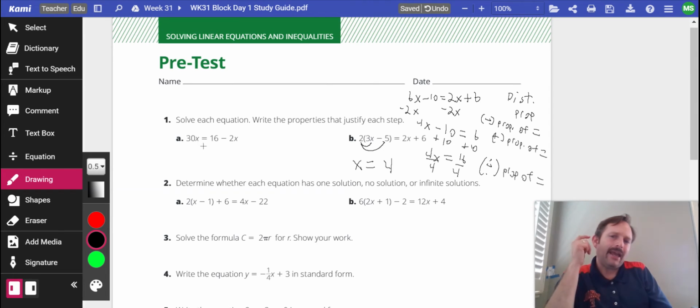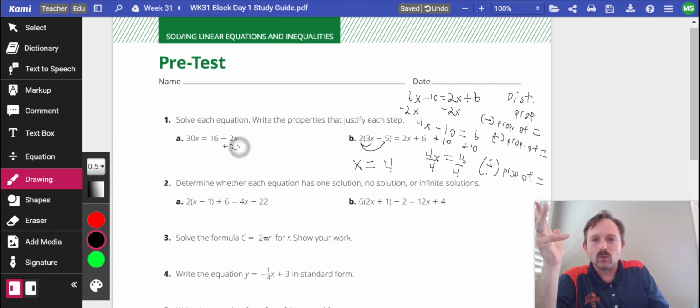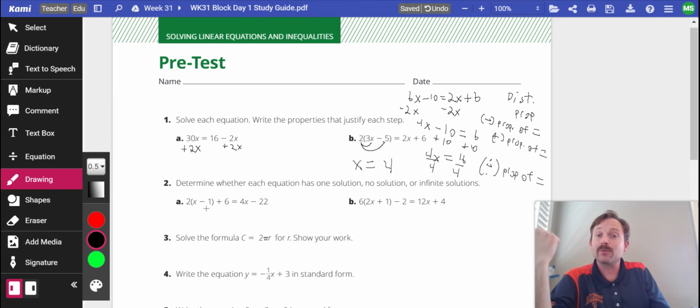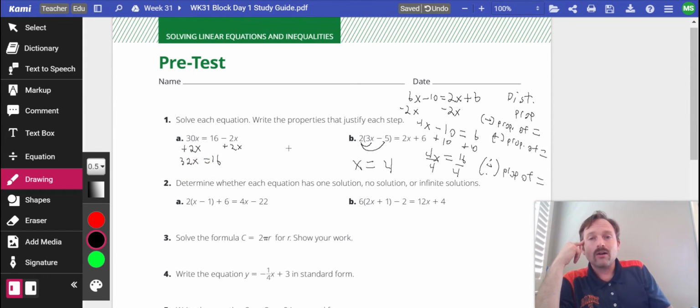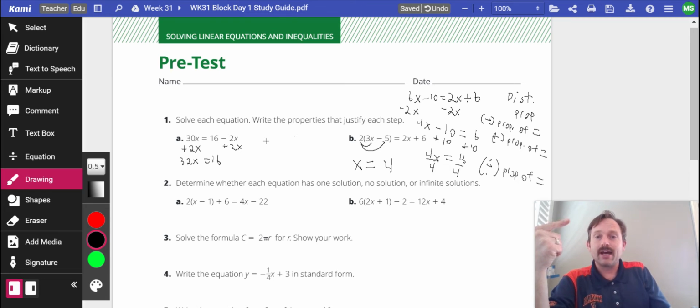Okay, next up, A. So I notice that the x's are on both sides, so I'm going to move it so that they're only on one side. So I'm going to do the opposite operation of minus 2x, all right, so I get 32x. So what property of equality was that? All right, that was the addition property of equality.